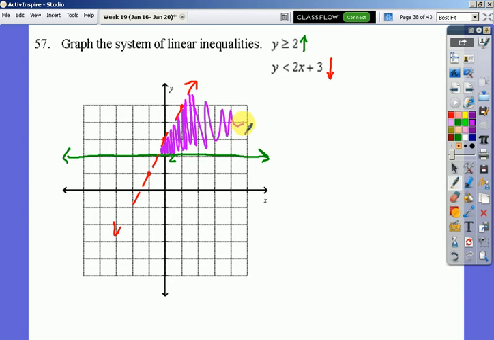So, in the word problems that we did in Chapter 5, which you will get your Chapter 5 test back on Monday, a lot of you had issues interpreting a solution. What this means is that when you have this overlap of shading, everything in the shaded region is a possible solution. You can pick a point and that would work for both of them. That's one possible solution among many. Alright? Do you have any questions?